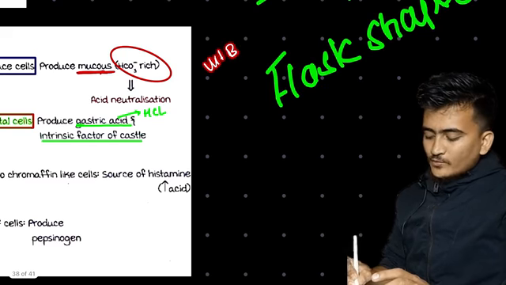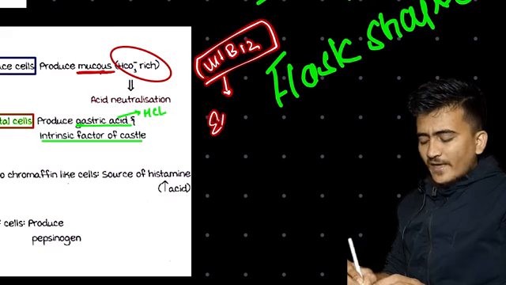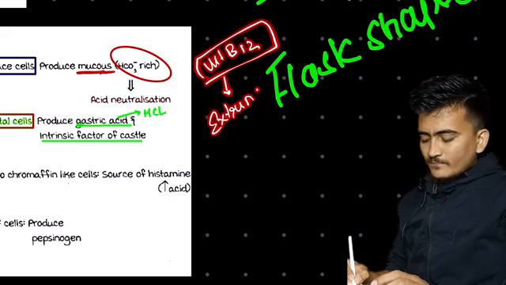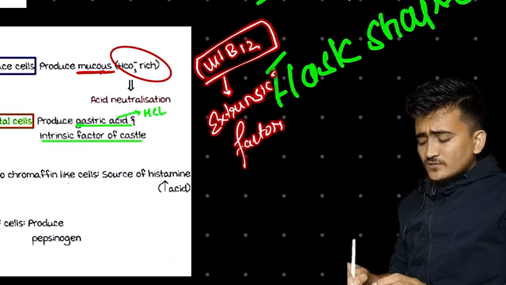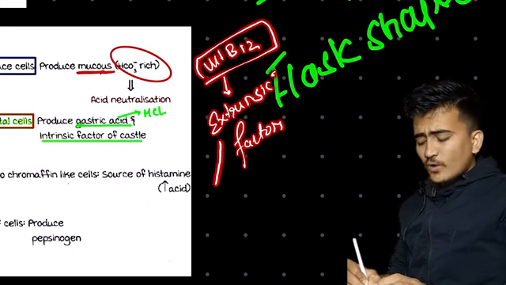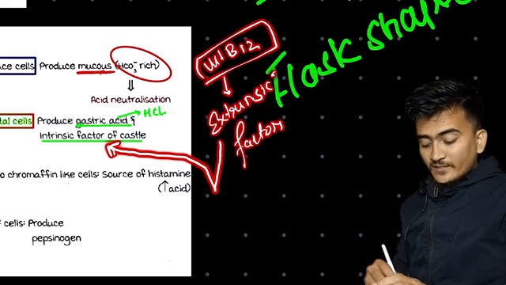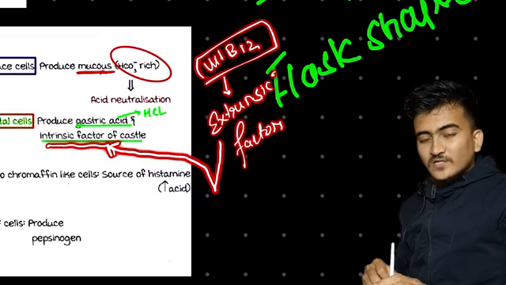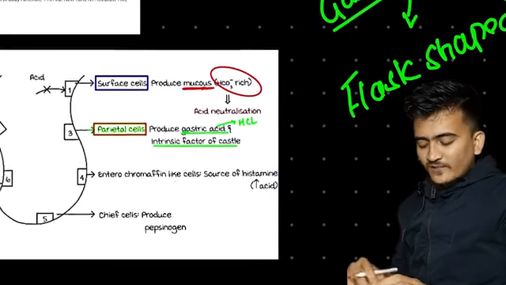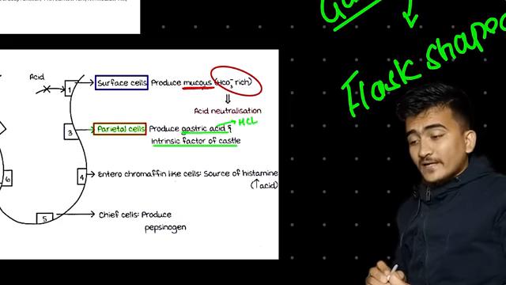Vitamin B12, right? What is vitamin B12? It is extrinsic factor. Now this extrinsic factor requires what? Intrinsic factor to be absorbed, right? And where does that intrinsic factor come from? That intrinsic factor comes from our parietal cell. So that is the importance of our parietal cells.